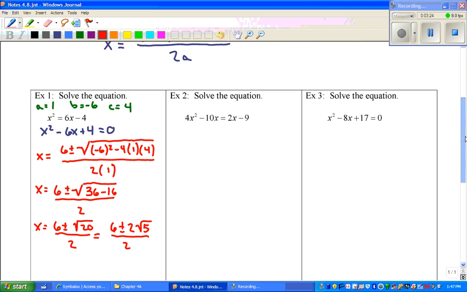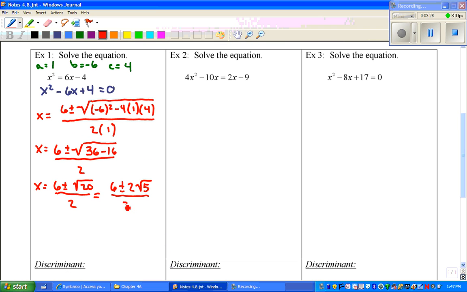Now we take a look at my divided by 2, and I'm going to simplify here. I'm going to end up with x is equal to 3 plus or minus radical 5. So there are my two solutions to this quadratic using the quadratic formula. We noticed in this one we ended up with two solutions, and we'll talk about that in a minute.